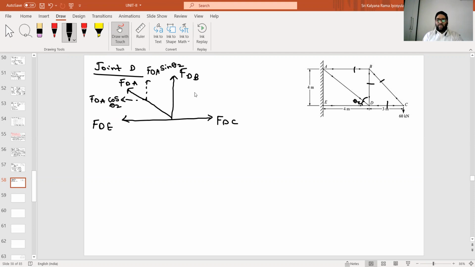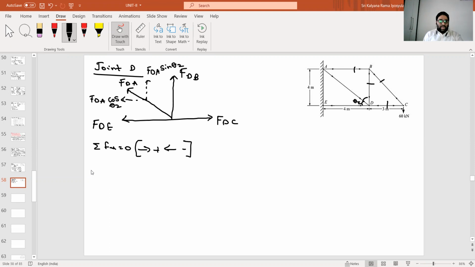So what all we know? We know FDB, we know FDC. FDC is known, FDB is known. What are the unknowns? FDE and FDA are unknowns. So those two unknowns we need to calculate. So for that, let us try to take sigma Fx is equal to 0. Here this is positive and this is negative.